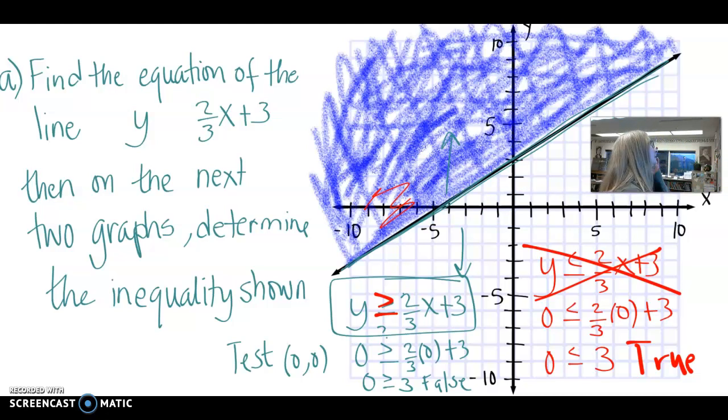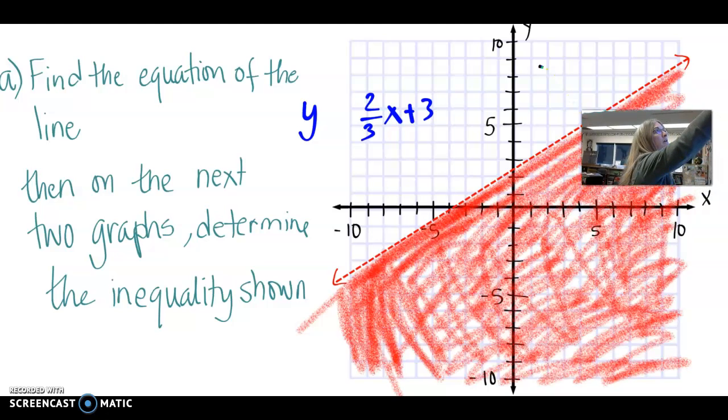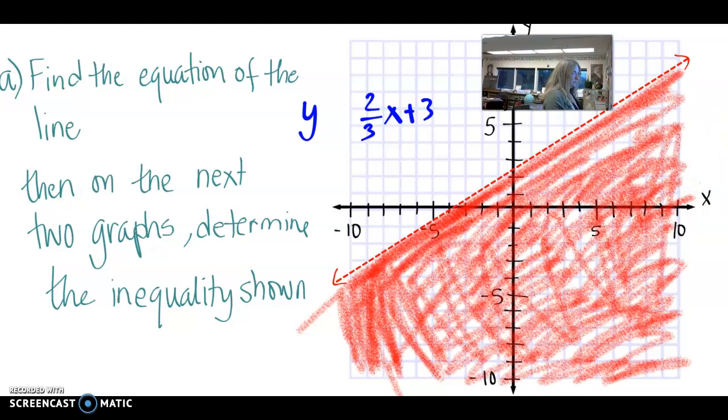Okay, let's do another one here. We know that the line is y equals 2/3 x plus 3. We need to change this equal sign to an inequality. And notice that the line is dotted, so it's either going to be greater than or less than. And so when I look at this, I'm looking at where the dotted line is, and the shaded region is below the line, so those are y values that are less than the line.